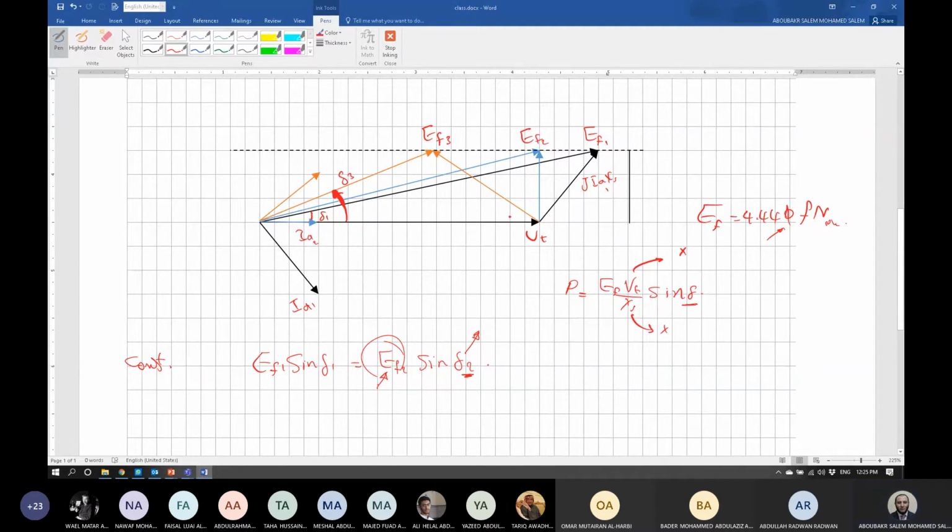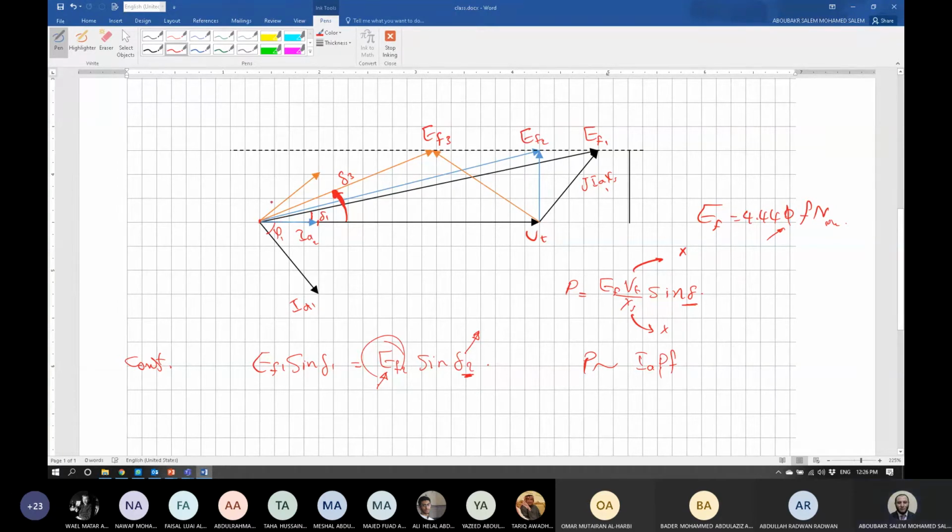طيب. For the current يا شباب, we have another relation for power. Power is proportional to IA and the power factor. Is it right? And because V terminal is constant, so we can say power is proportional to IA multiplied by power factor. Power factor means cosine phi. So this is IA1 and this is the angle of phi 1. IA1 cosine phi 1 will be this line from here to here.